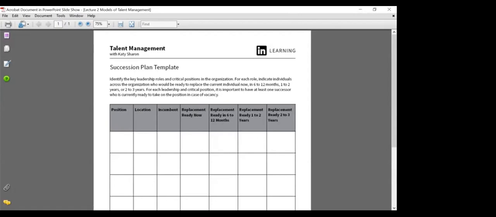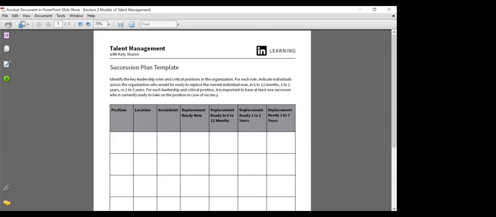Of course, succession planning can be for all the top talent in an organization, but even more so, it is required for key positions. So here, it's a simple grid, but at the same time, it captures good information. What is the position, location, who's the incumbent, is the replacement ready now? If not, replacement ready in 6 to 12 months, ready in 1 to 2 years, or 2 to 3 years. So you identify all the important positions, all the locations, who is the person you're talking about, and what is the succession planning timeline that you have.